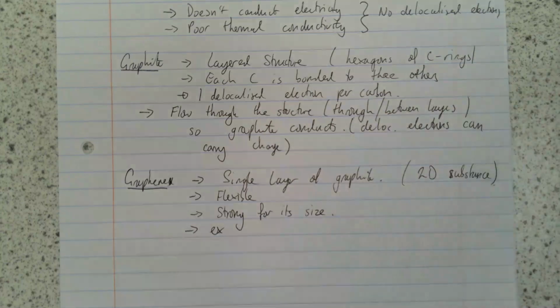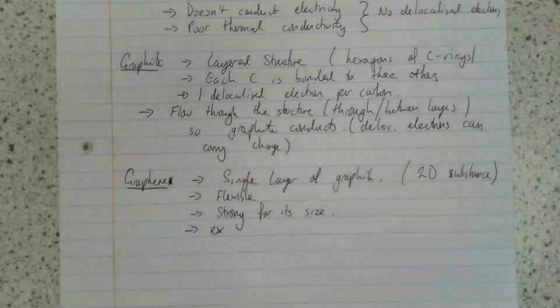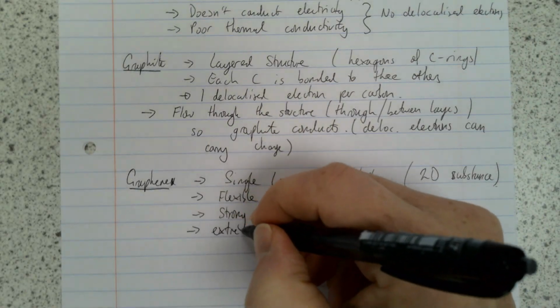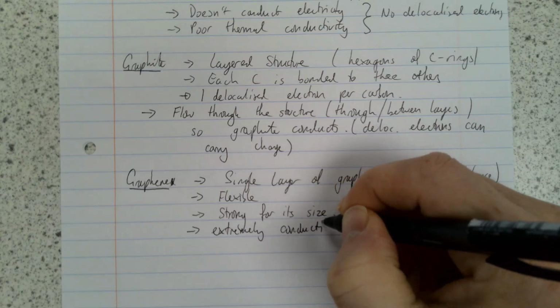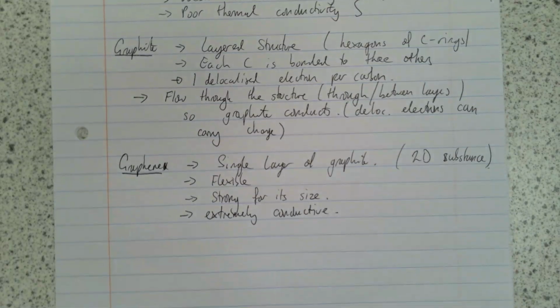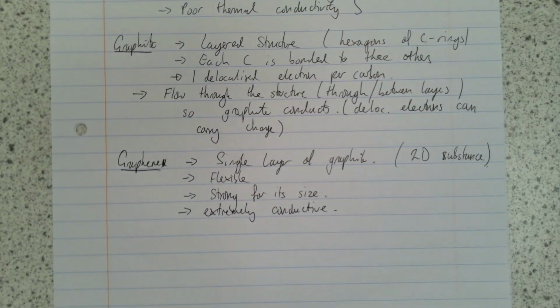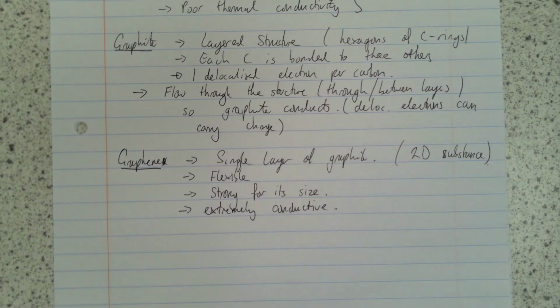Those electrons that can flow on the surface of the graphene have very little resistance at all, so they're extremely conductive. For exactly the same reasons we've talked about before, the delocalized electrons, 1 per carbon, all that kind of stuff.